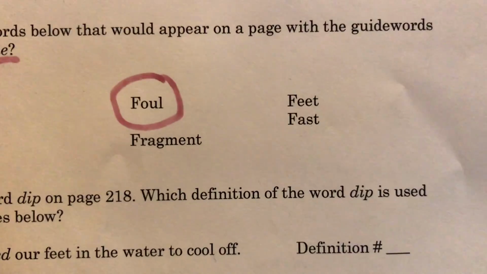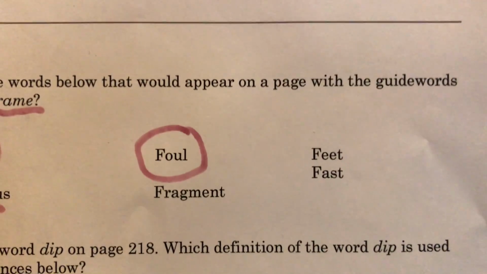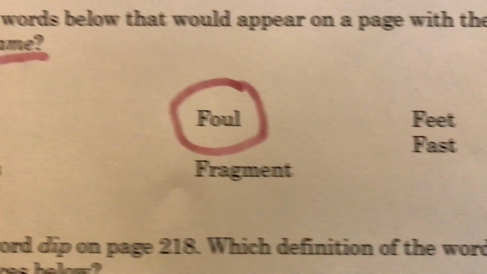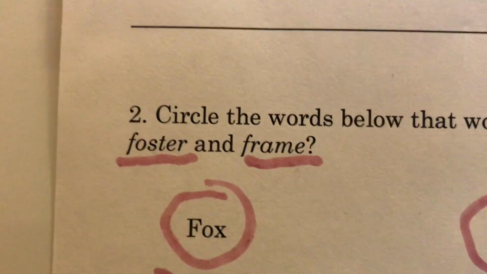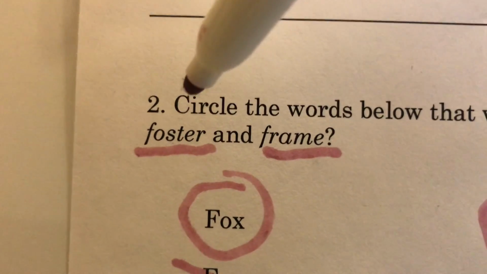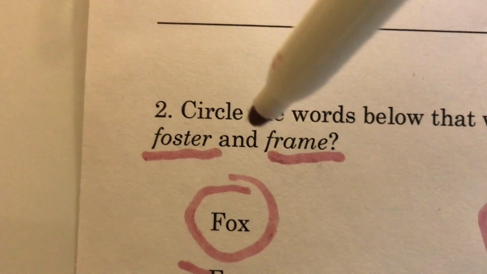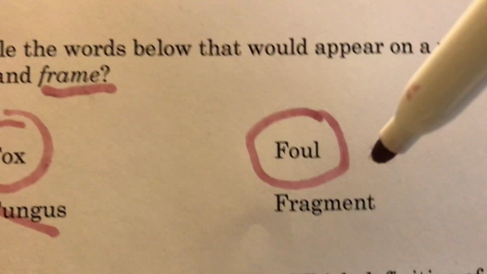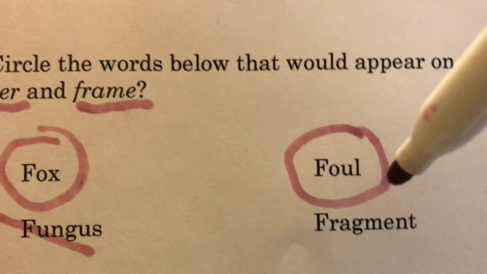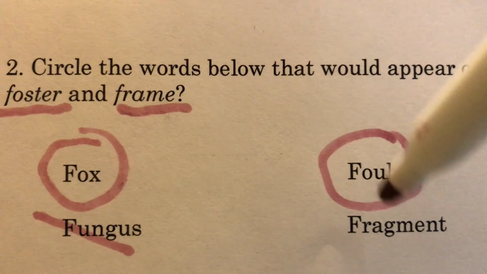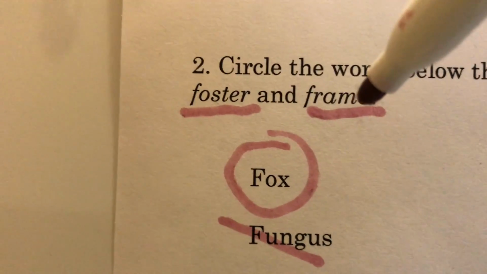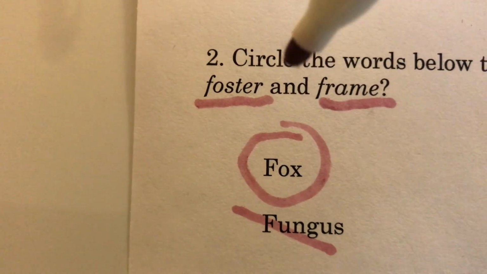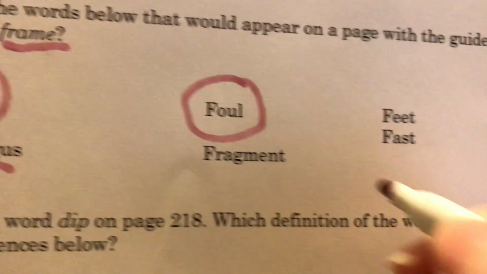Fragment. That's a good one. Let's look at that one. We have F-R-A-G. If you go up here, we have F-O-S, so we know F-R would be after it. Then we have F-R-A-M. This is F-R-A-G. Well, we know that G comes before M in the alphabet, so it would be in between those. Good job.